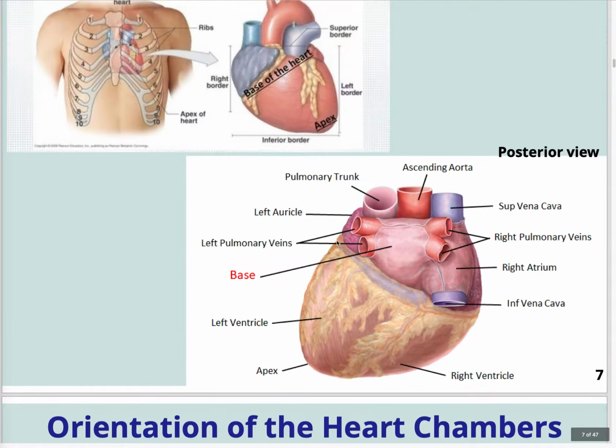And here you see the posterior view of your heart. From the posterior view, you can see the base of your heart, which contains the left atrium, as well as the great vessels. So the great vessels of the heart are just vessels that directly enter or exit out of the heart. And those include the superior vena cava, the inferior vena cava, the aorta, the pulmonary trunk, as well as the pulmonary veins. So all those stem from the base of the heart.